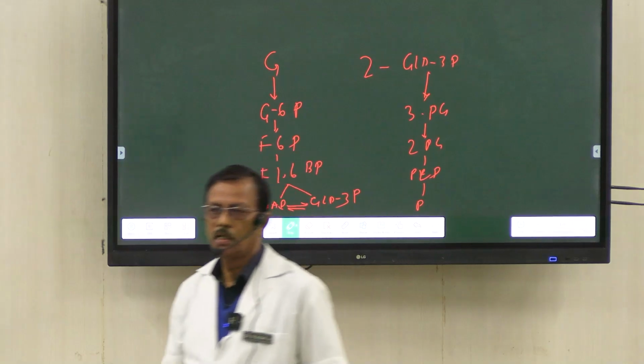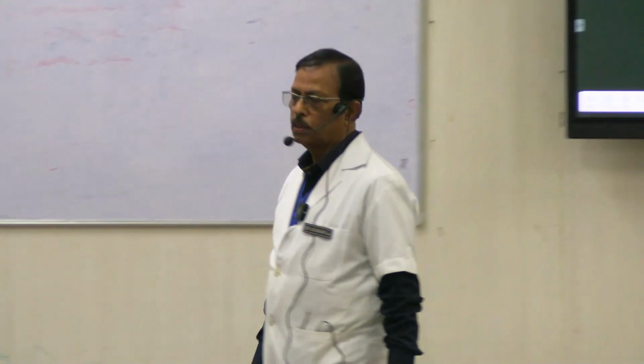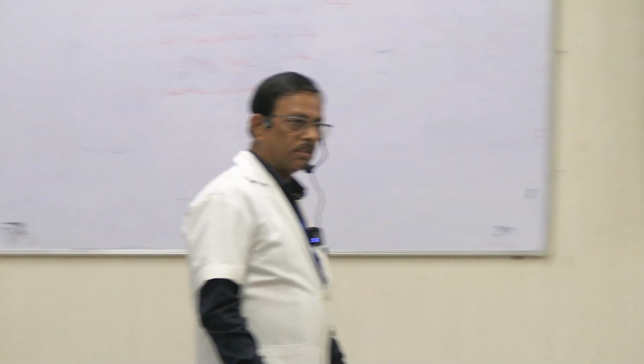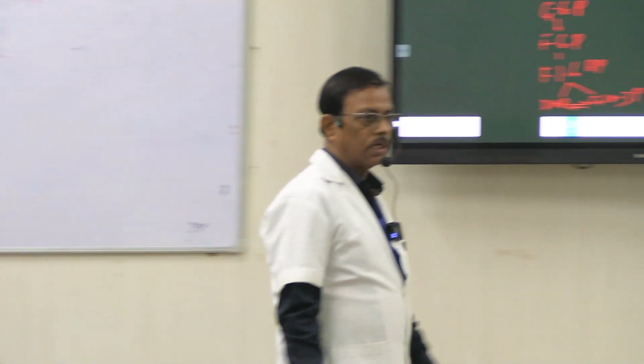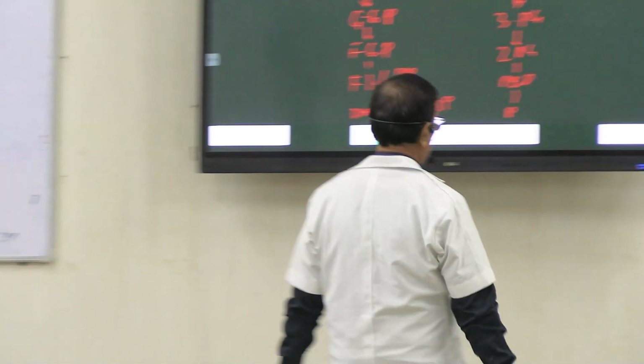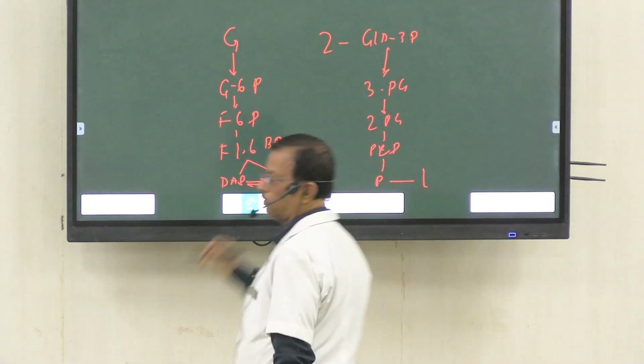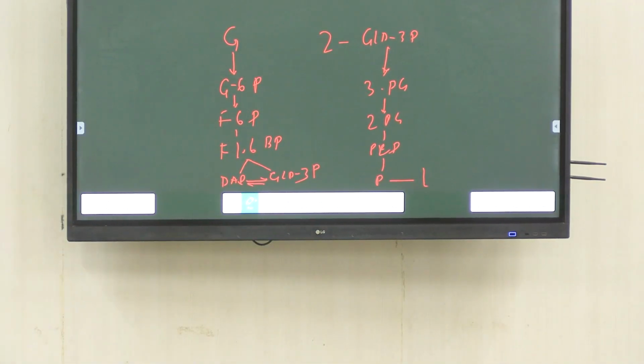So pyruvate is the product of aerobic glycolysis, and if it is anaerobic glycolysis, then lactate is the dead end product of glycolysis.